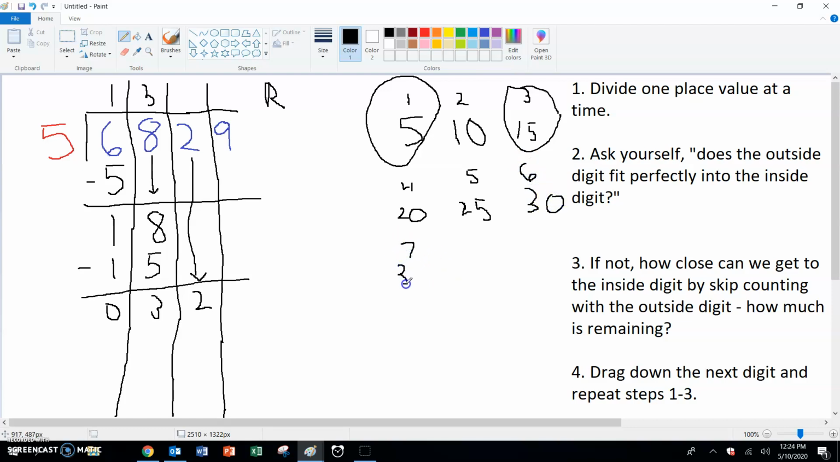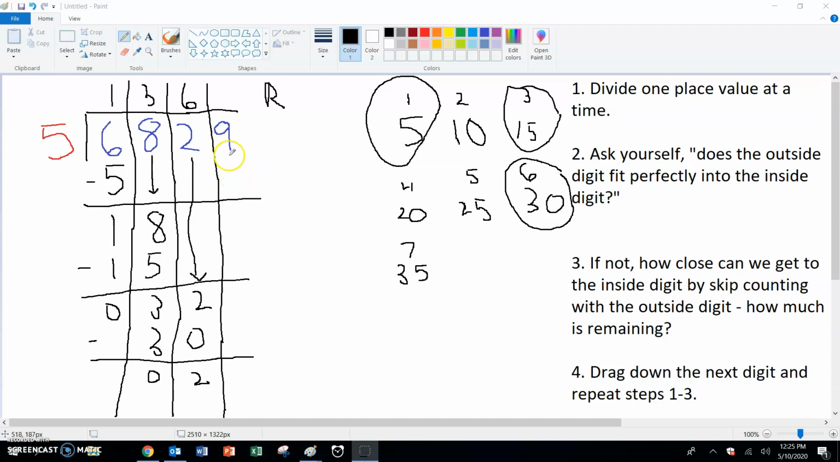7 gives us 35. Which means the closest we can get to 32, skip counting by 5, is 6 groups. The groups go on top, 6, and how close we get, 30, goes on the bottom. We find how much is remaining by subtracting 30 from 32. 2 minus 0 is 2. 3 minus 3 is 0.